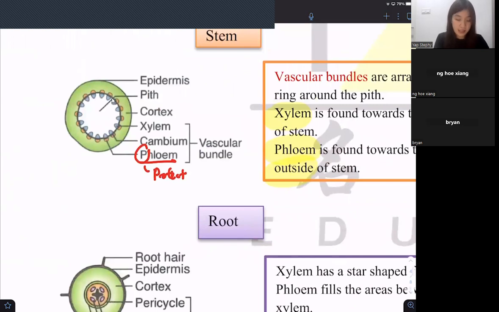Then you come to see it here. At the center of the stem, we name it pith. Okay, I want to test you all. What is the function of pith? Why does the stem need pith? Pith is for what? To store the organic substance. It will help to store all the nutrients there. So this is the function of the pith. This is the thing that you need to know.